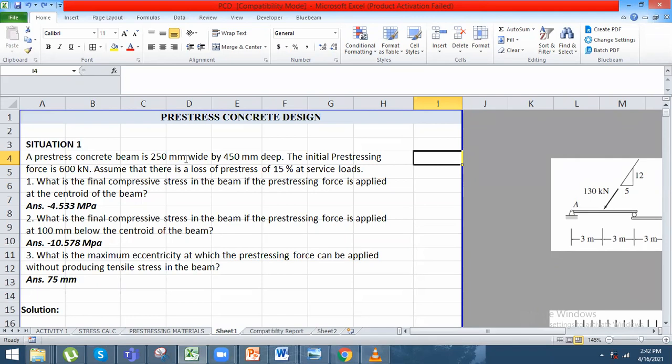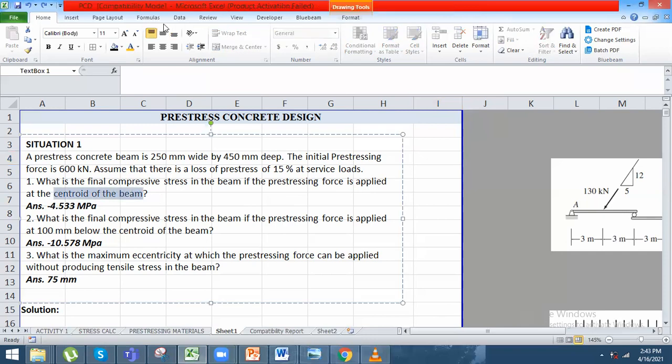It says there's a beam 250 millimeter wide by 450 millimeter deep. Then the initial pre-stressing force is 600 kilonewton. Now assume that there is a loss of 15%, so service loss. So the first question: what is the final compressive stress in the beam if the pre-stressing force is applied at the centroid of the beam?